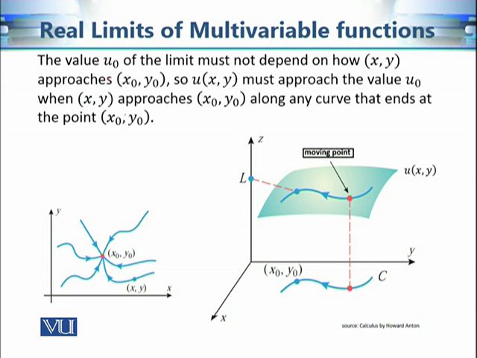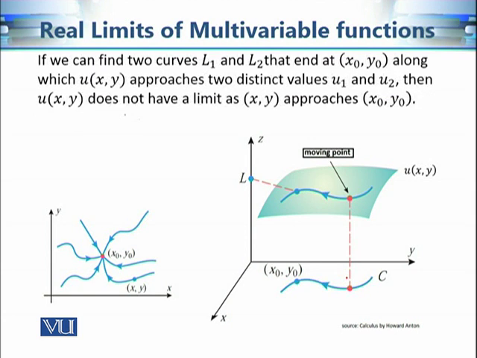Now the value u naught of the limit must not depend on how we approach this point (x naught, y naught). When we say approaching, it means we choose a path in the domain of the function and move along that path to reach this point, which corresponds to a path on the graph of the function u(x,y), and we are approaching this value along this path. And if the limit is in fact L, then it should not matter which path we choose; each time we will be approaching the same point.